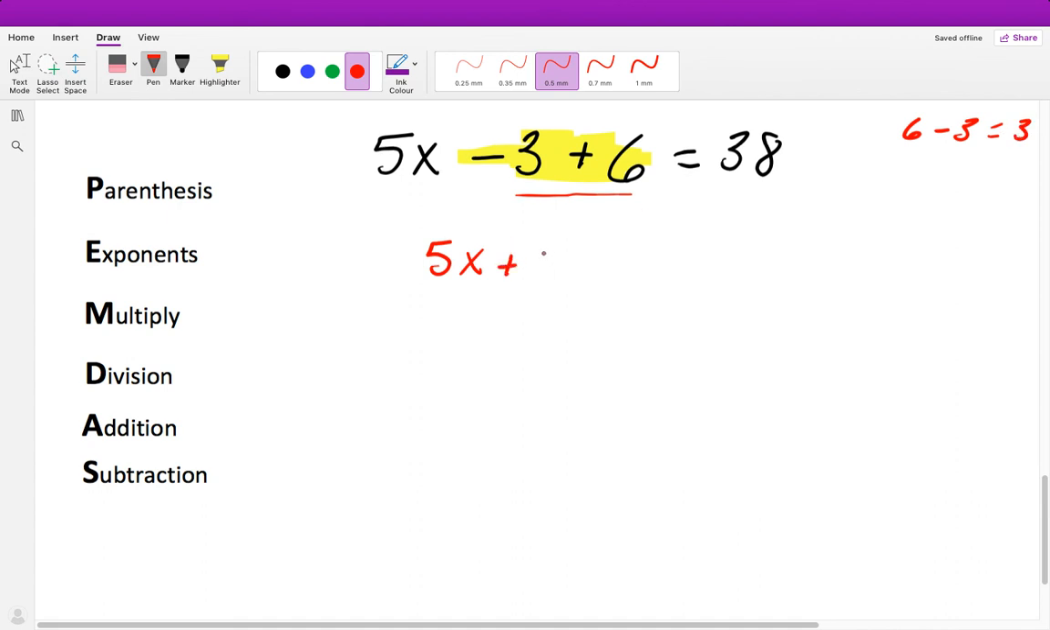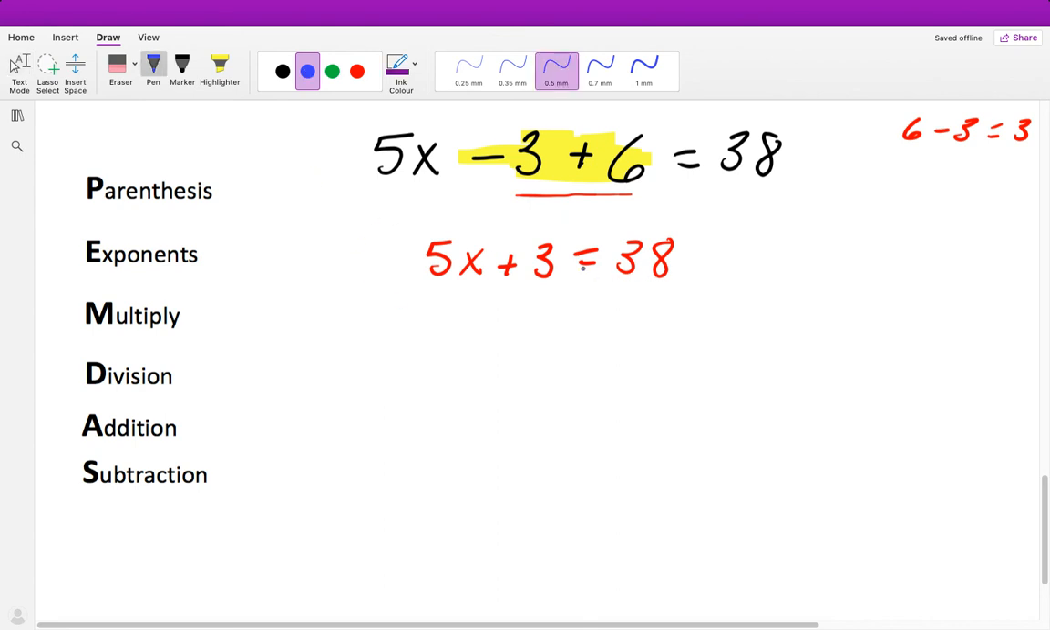So then I would have plus 3, because negative 3 plus 6 is positive 3, is equal to 38. So you see, for now, in our problems, we're not really able to do addition and subtraction together. You'll see the next problem that we do, we can do multiplication and division as if they're their own pieces. But for the most part, when you have problems like this, you're going to be able to simplify first, and then you can start solving.